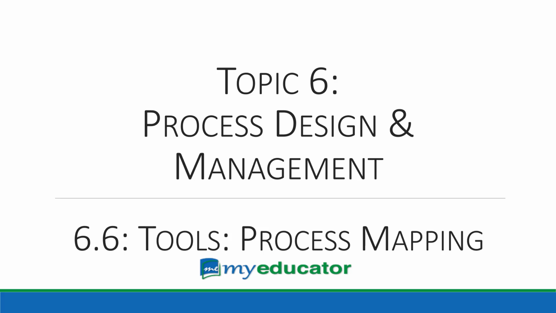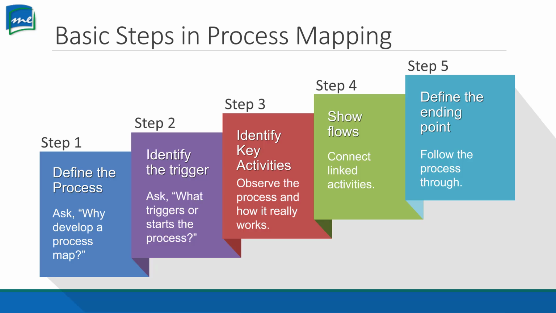So let's learn how to do process mapping. This is one of our tools under topic 6. So we have some basic steps to process mapping. Step 1, we need to define the process. Basically, ask why you're developing a process map. Is it to learn about the process? You want to evaluate how to make it better? Or is it just because maybe no one knows what's actually going on, so you want to map it out? You want to figure out why.